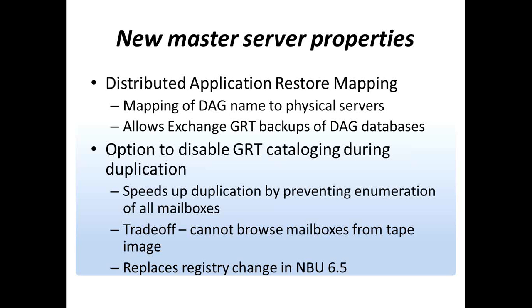By default, NBU catalogs all mailbox information during the duplication of a GRT image to allow browsing of mailboxes even if the image resides only on a duplicated image on a tape. And while you can browse that tape image for restores, it's still necessary to duplicate that image to disk first. This can be time-consuming, especially for very large databases. So we offer the option to turn off this feature. All right, and this was done in NetBackup 6.5. This was done in the registry. NetBackup 7 is simply a master server properties checkbox.